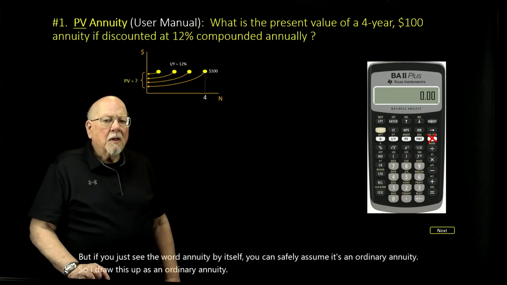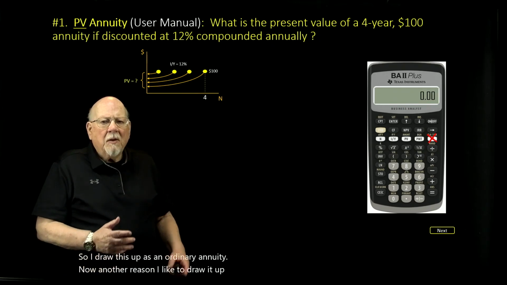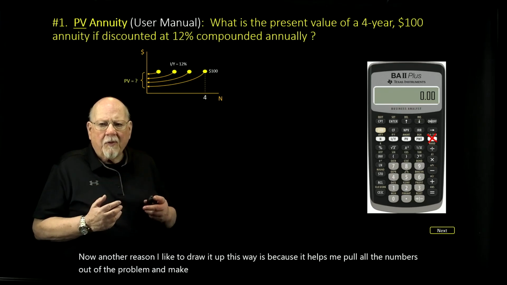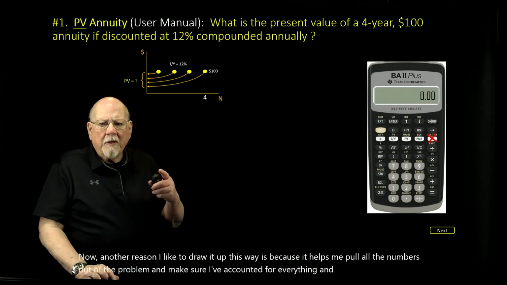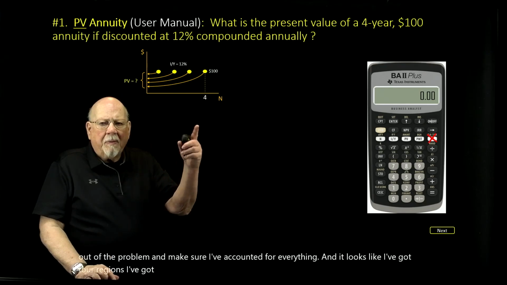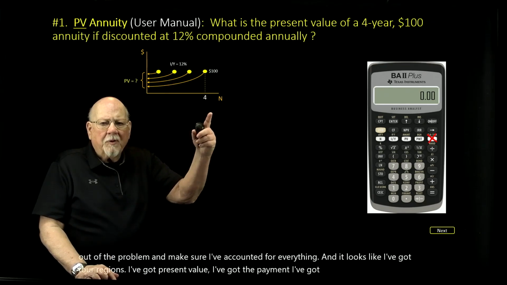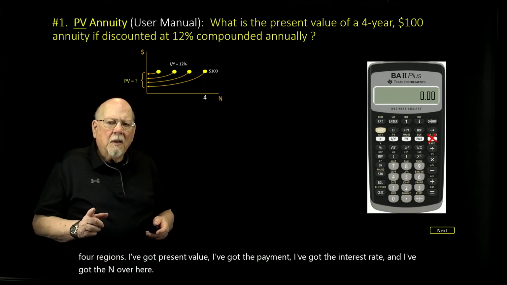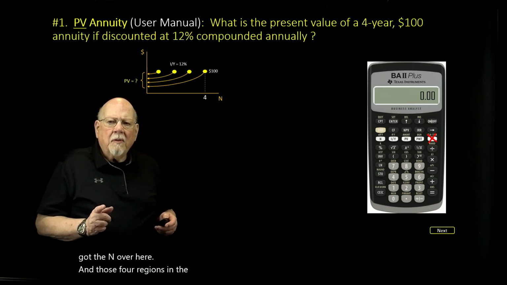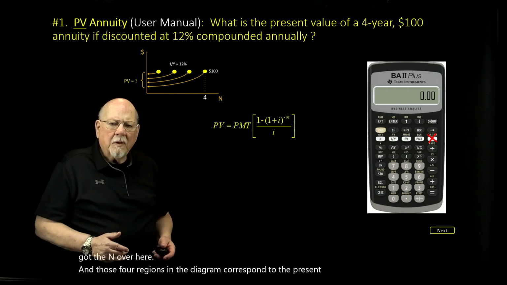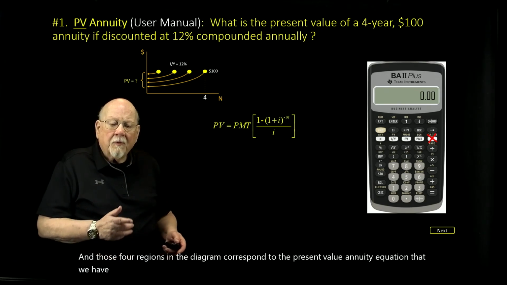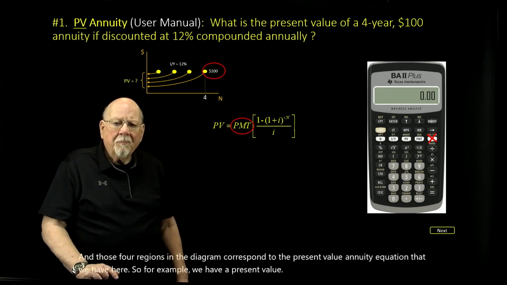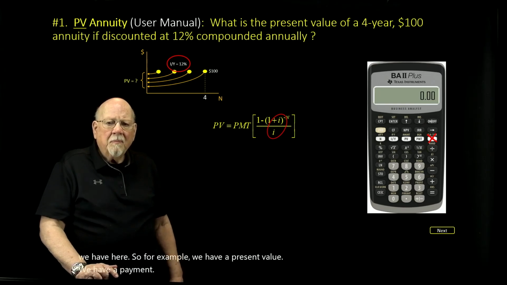Now, another reason I like to draw it up this way is because it helps me pull all the numbers out of the problem and make sure I've accounted for everything. And it looks like I've got four regions. I've got present value, I've got the payment, I've got the interest rate, and I've got the N over here. And those four regions in the diagram correspond to the present value annuity equation that we have here.